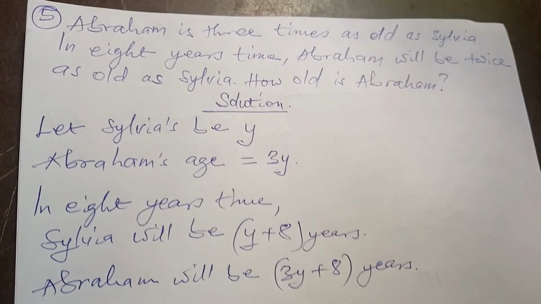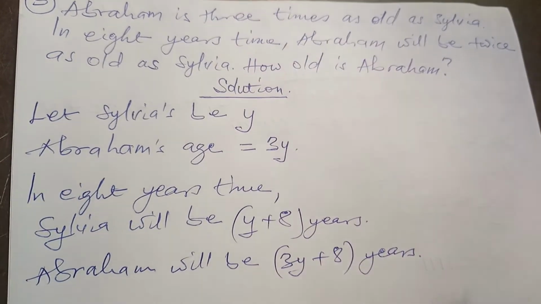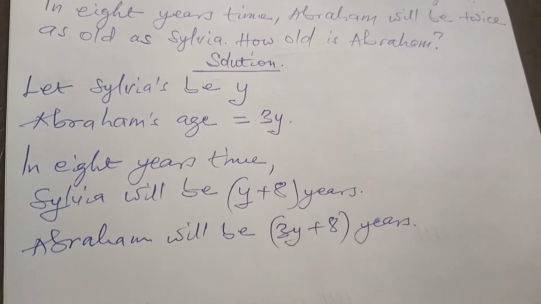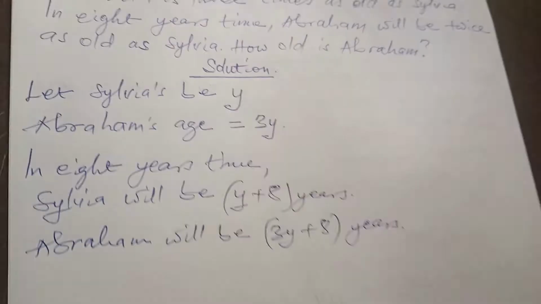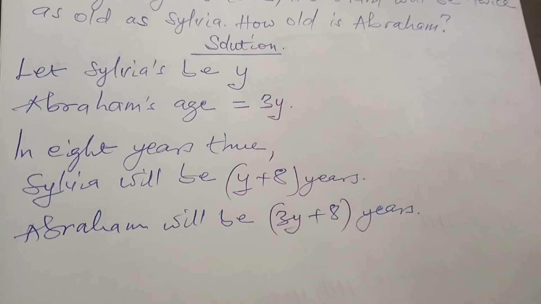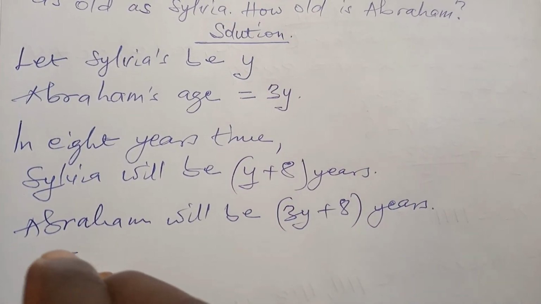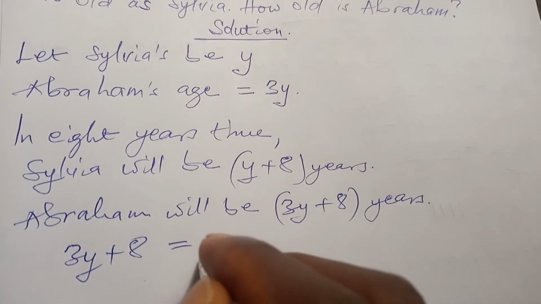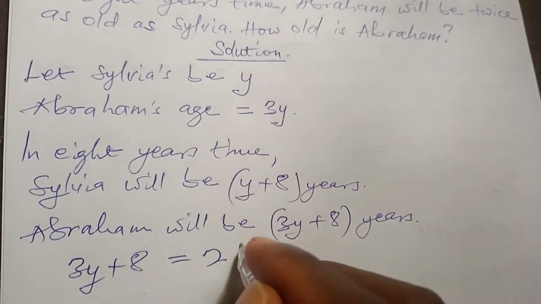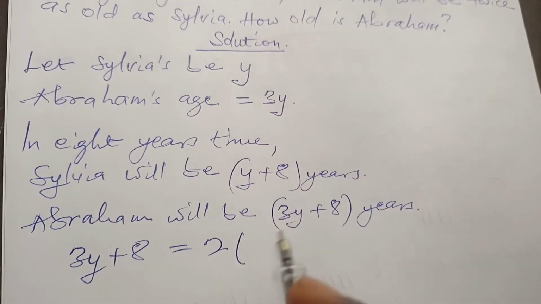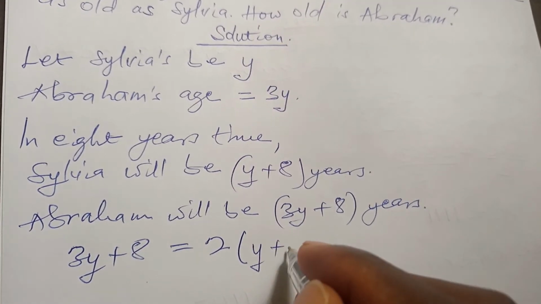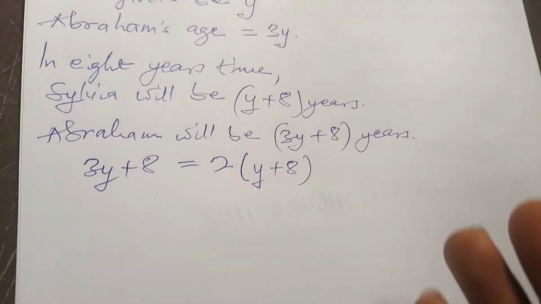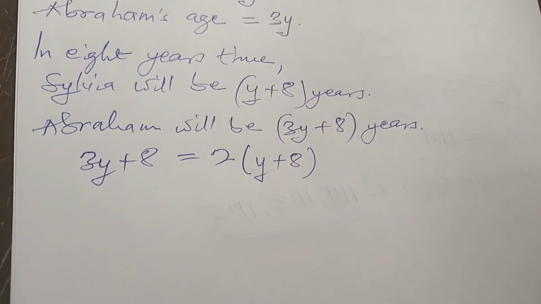Let's go to the relationship between them now. In 8 years' time, Abraham will be twice as old as Sylvia. So that means Abraham's age in 8 years' time will be 2 times Sylvia's age in 8 years' time. That means you are going to have 3y plus 8, because that's Abraham's age in 8 years' time. And that will be twice. Twice is 2. 2 times Sylvia's age. So that is y plus 8. Sylvia's age in 8 years' time. So this is our equation, and then we just go ahead and solve for y.